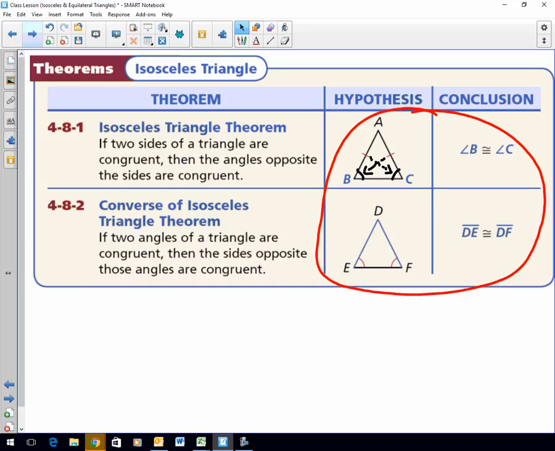The converse of the isosceles triangle theorem just says if two base angles are congruent, then the opposite sides are congruent. So if angle E and angle F are congruent, the side opposite E, which is DF, is congruent to the side opposite F, which is DE. Anytime I've got two congruent sides in a triangle, the base angles are congruent, which means that the angles opposite them are congruent, and I have nice opposite terms.